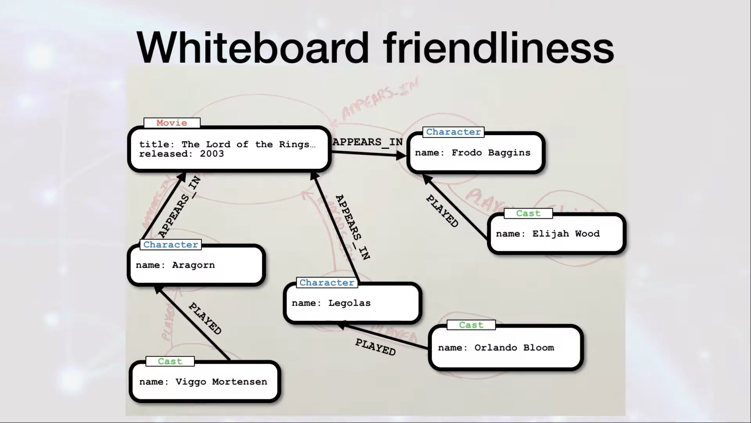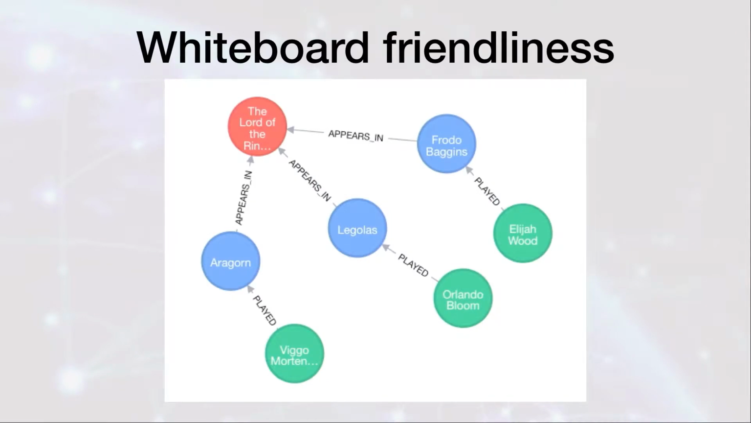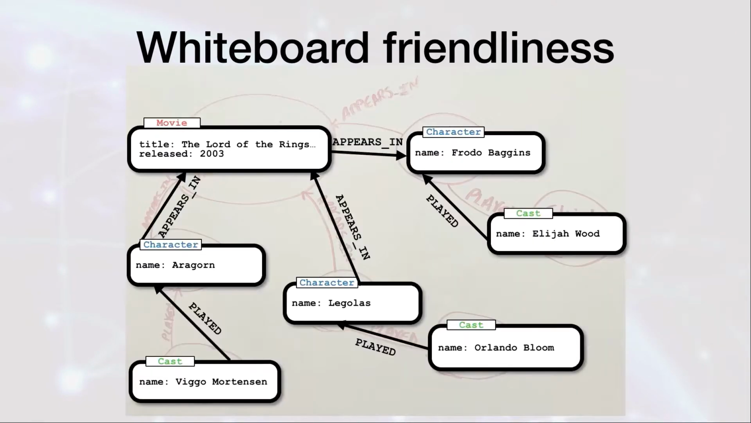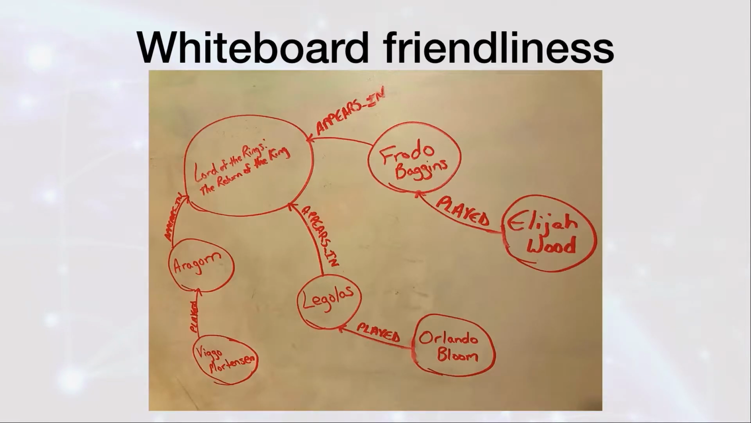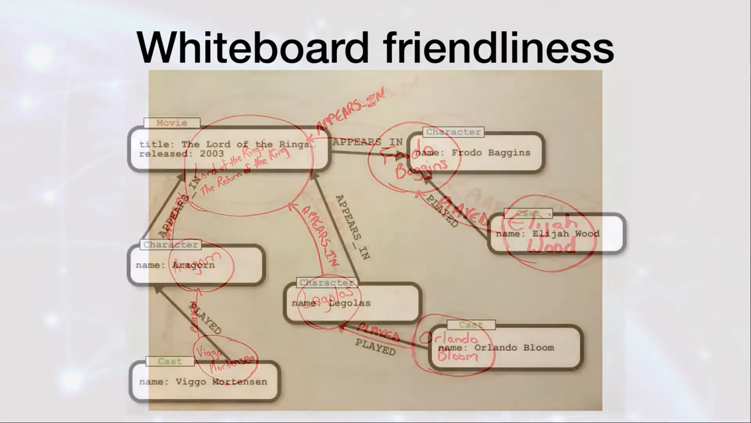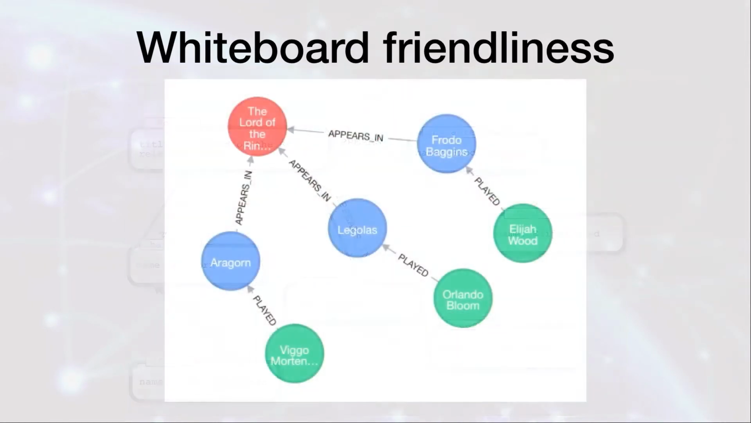Then when you actually get ready to store the data in Neo4j, it's going to look like this. You can see how very similar this looks to what we did at the very beginning on our whiteboard model. It's almost the same. That's why we say that Neo4j, the property graph model in general, is whiteboard friendly, because it looks very similar to that initial whiteboard model you drew at the beginning.